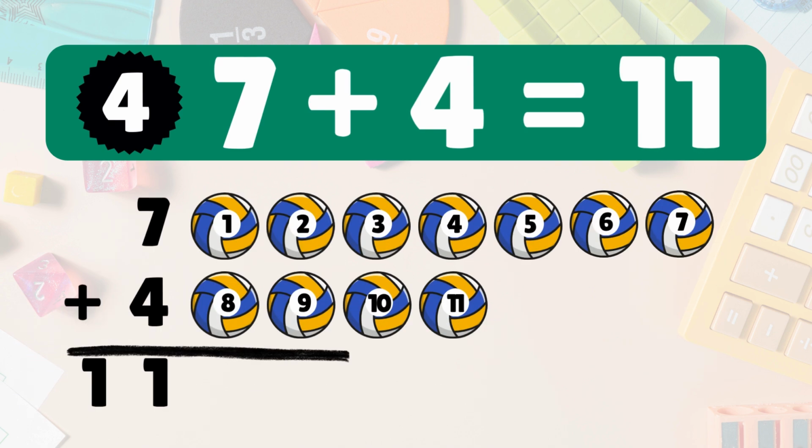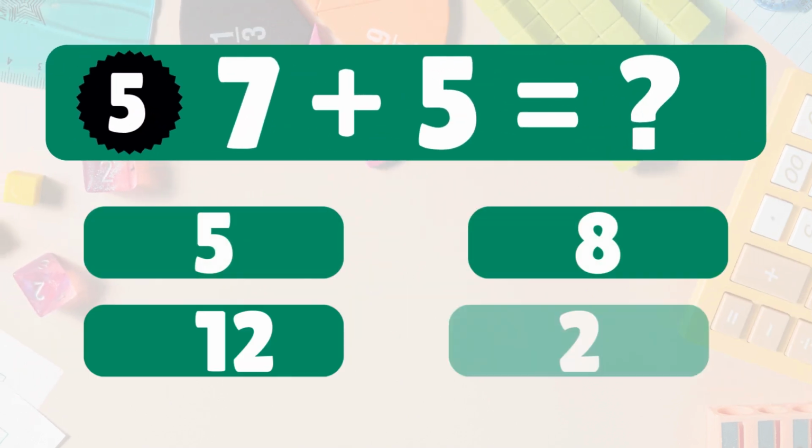What? 7 plus 4 equals 11. Ready? Count with me. 1, 2, 3, 4, 5, 6, 7, 8, 9, 10, 11. 7 plus 4 equals 11. You're getting it. Next, 7 plus 5 equals?